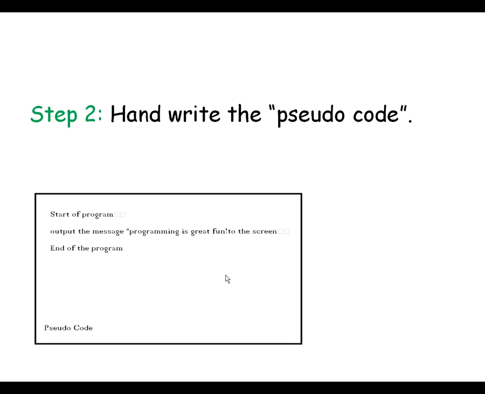Step 2, write the pseudocode or a solution that you are proposing for this problem. You're going to start the program, output the message, programming is great fun, to the screen, and end the program.